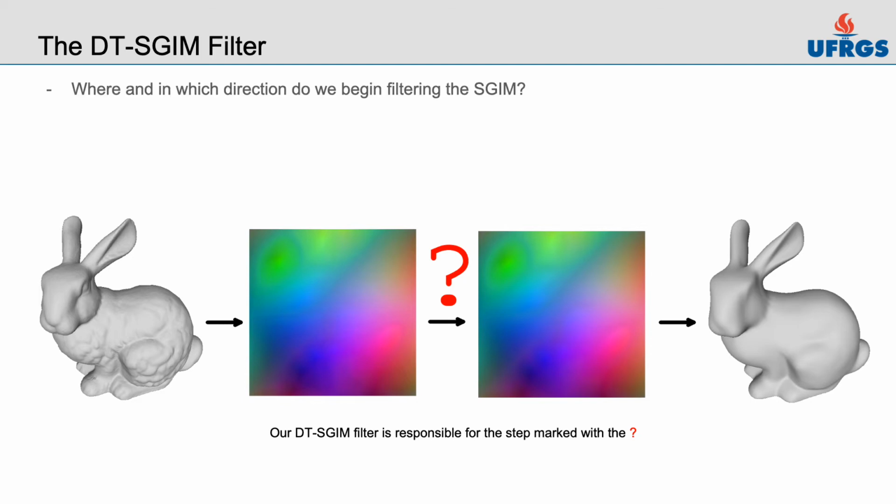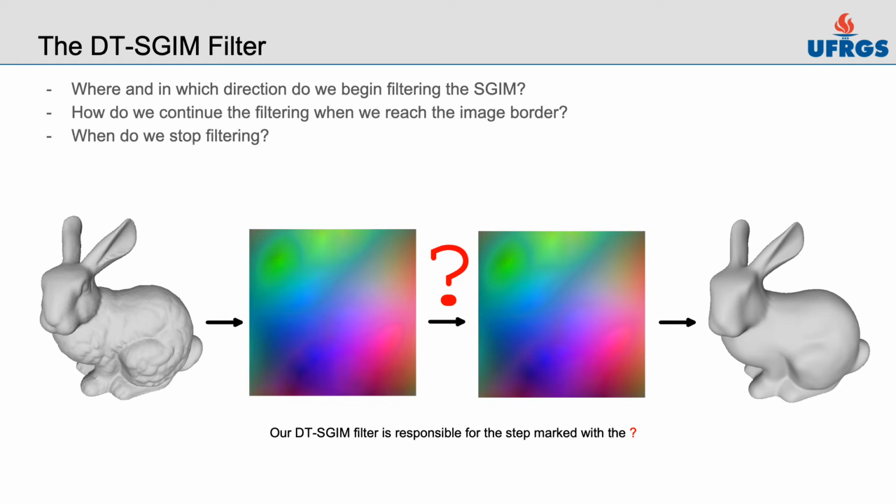With that in mind, some questions arise. Where and in which direction do we begin filtering the spherical geometry image? How do we continue the filtering when we reach the image border? When do we stop filtering? How to calculate the domain transforms? And finally, how to preserve the curvatures?